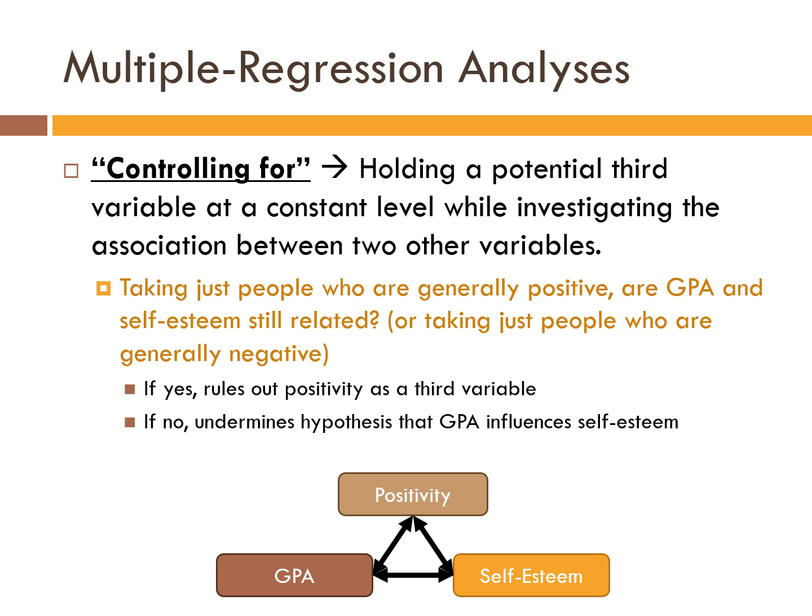But if no, if you are seeing changes based on the positivity, well, this will undermine the hypothesis. If it only turns out that the GPA self-esteem relationship exists for negative people, well, then negativity is a variable that might matter.